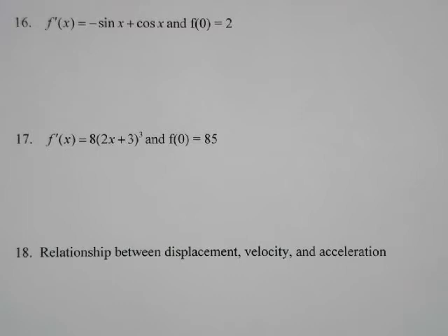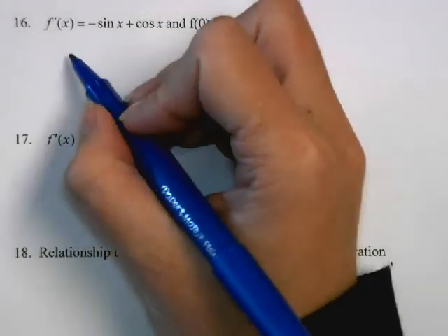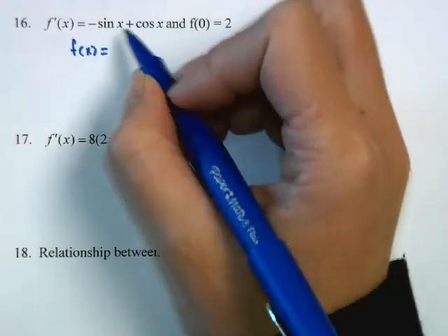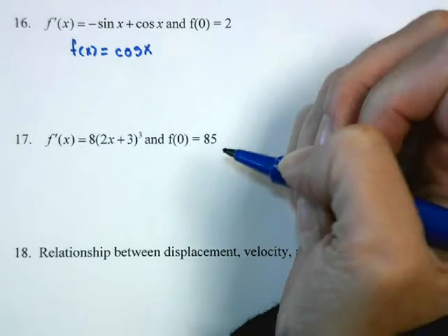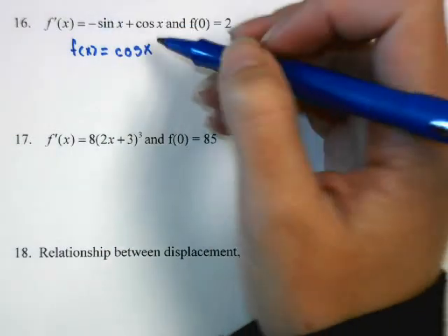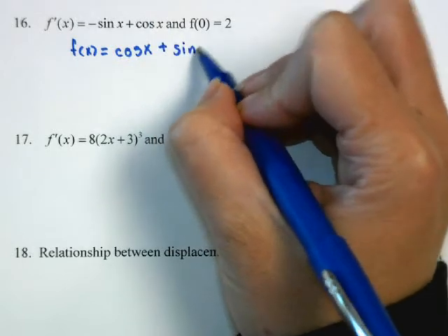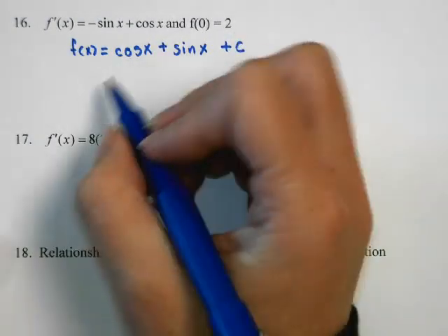Okay, if f prime of x is negative sine plus cosine, what is the particular solution if f of 0 is 2? So we'll first take our antiderivative. So the antiderivative of negative sine is cosine of x, because if I take the derivative of cosine, we get that. The antiderivative of cosine is going to be sine plus c.